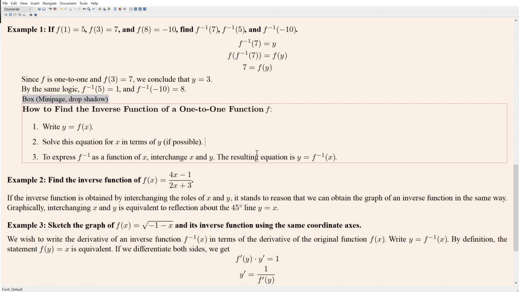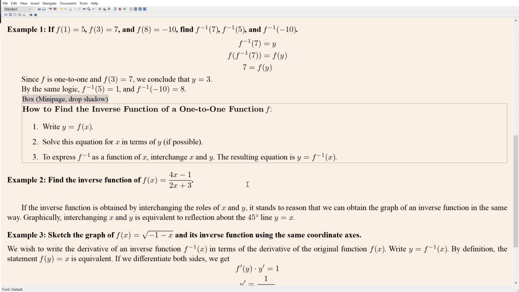So what we're doing is leveraging the knowledge of algebra that we already have to construct inverses. And then to express it as a function of x, we just interchange the roles of x and y, so that the final equation ends up looking like this.